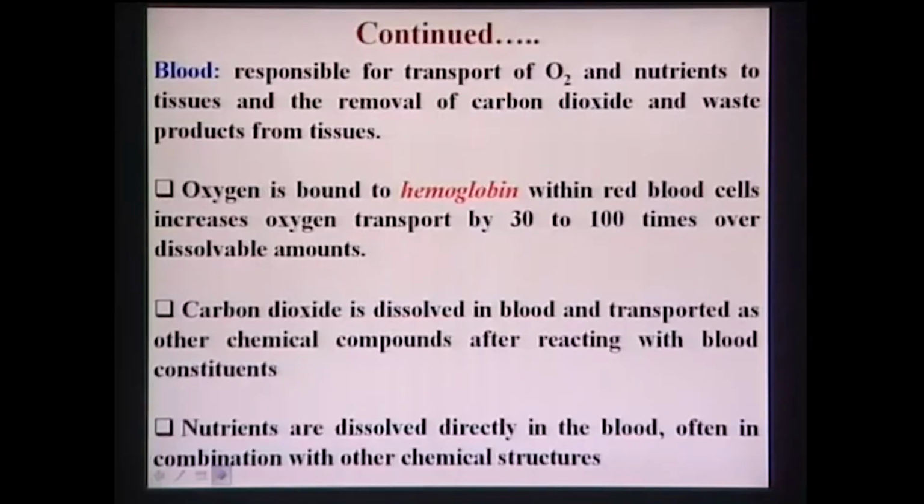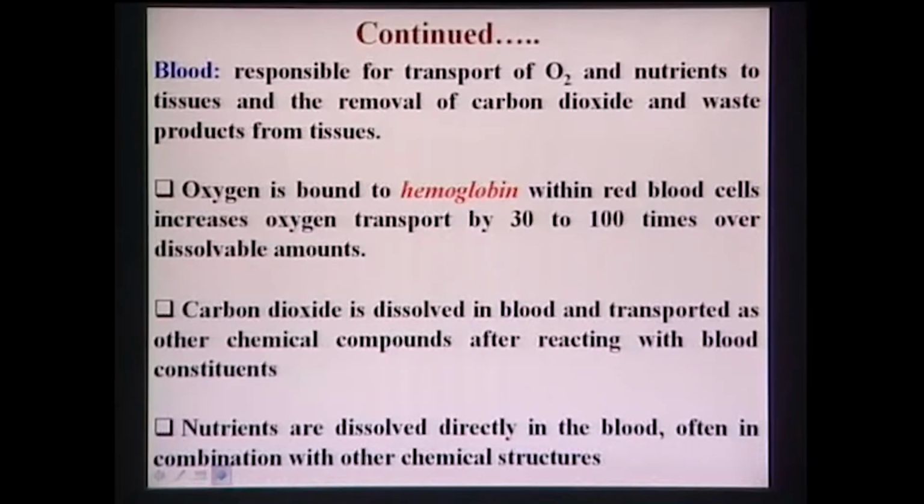Okay. Now, as I said earlier, blood is responsible for transport of oxygen and nutrients to tissues and the removal of carbon dioxide and waste products from tissues. Now, this cycle is dynamic in nature. This cycle, the transport of oxygen through the blood and removal of carbon dioxide through the blood, should be continuously operated in a normal healthy human being.